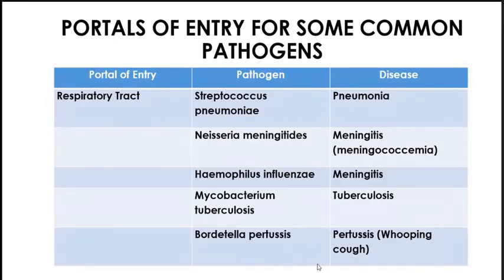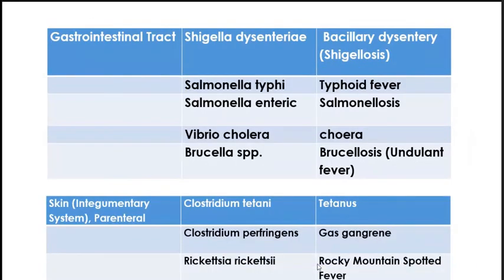So, portals of entry for some common pathogens. We saw that in the respiratory tract, the pathogens that get through include Streptococcus pneumoniae, Neisseria meningitidis, Haemophilus influenzae, TB, and also Bordetella pertussis. In the gastrointestinal tract, Salmonella and Vibrio. In the skin, Clostridium and Rickettsia.